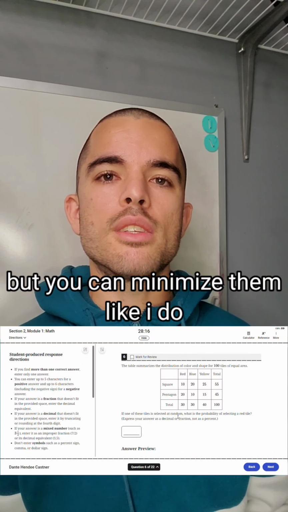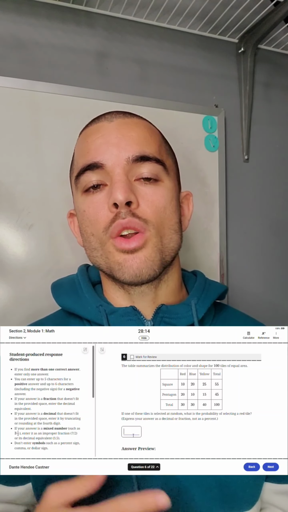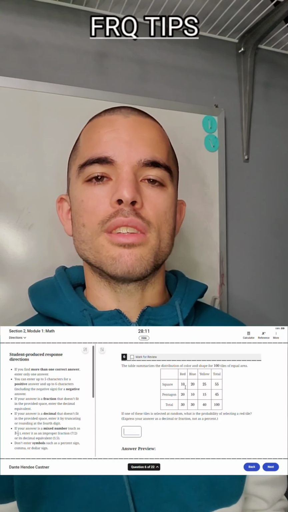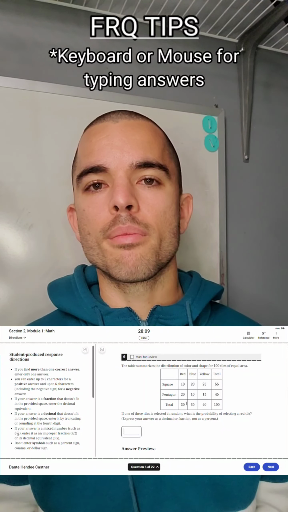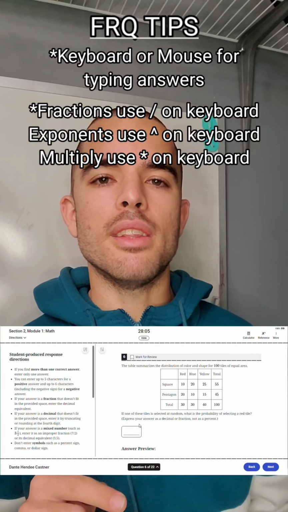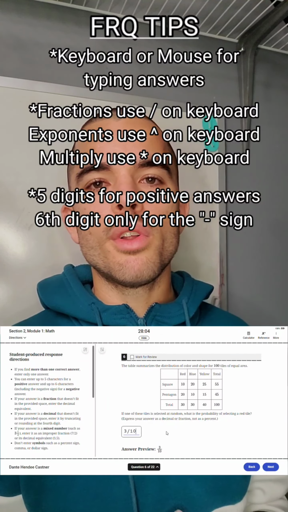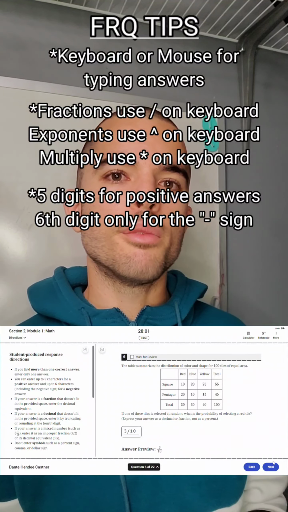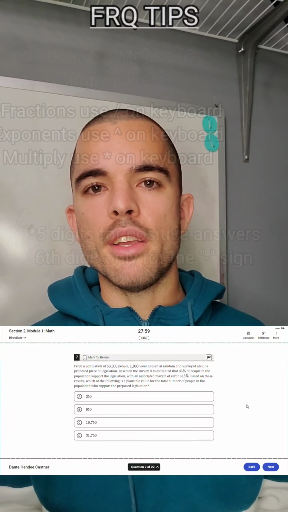You can have 5 digits for any positive answer. Your answer now could be negative, whereas in the past, it had to be positive. So now with negative answers, you are allowed a 6th digit to type in the negative sign. You can use your keyboard and keyboard shortcuts such as the slash symbol for a fraction. You see me using that here to make 3/10.